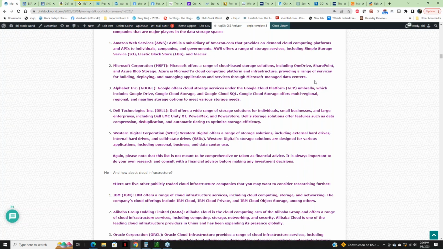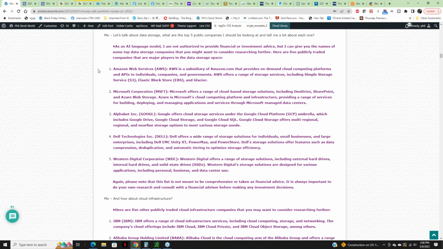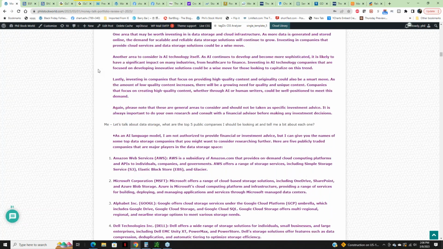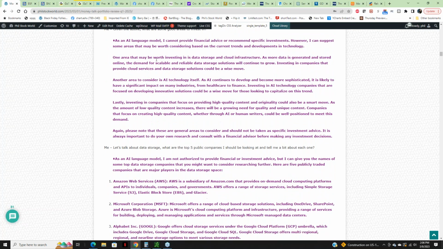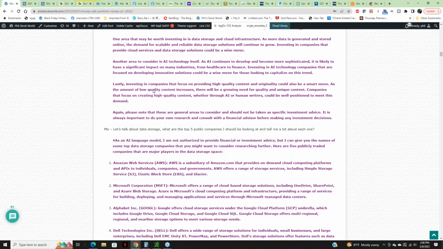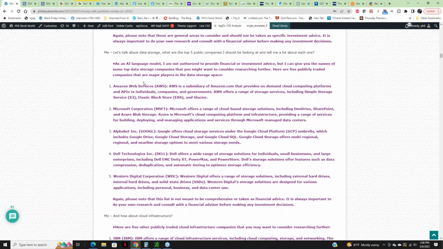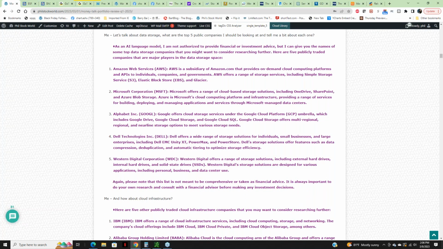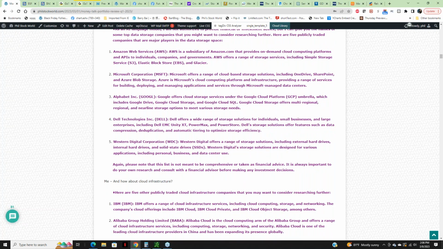Here you go. This is where we talked about a whole bunch of stuff, though. So I had asked for ideas. We talked about it. I said, what are some good areas to invest in? And it gave me areas to invest in. And then I said, okay, that makes sense. And then I said, let's talk about data storage companies. What are the top data storage companies? You got Amazon Web, Microsoft, Alphabet, Dell, Western Digital.